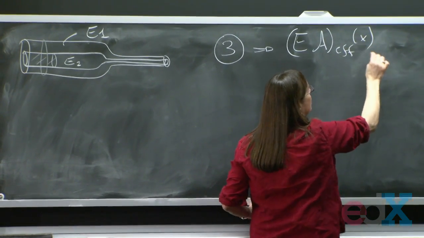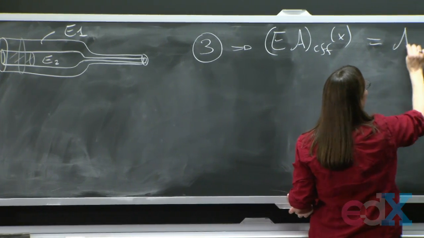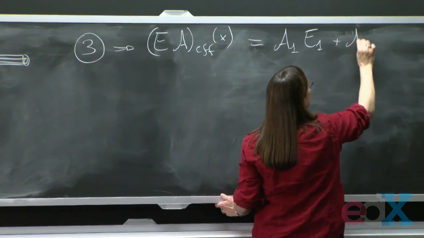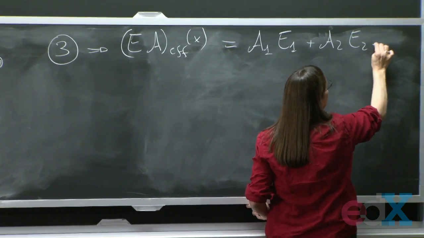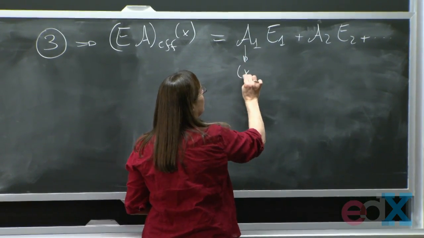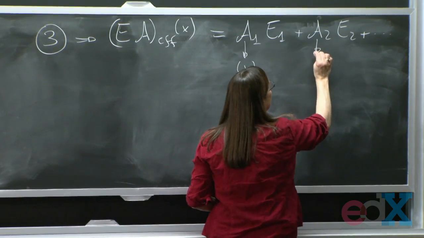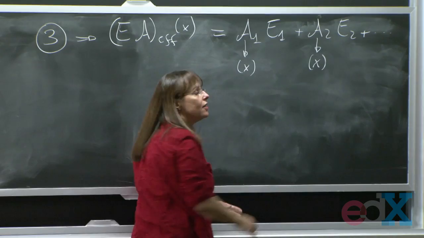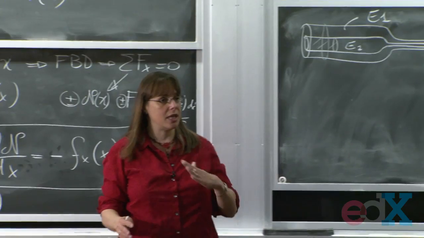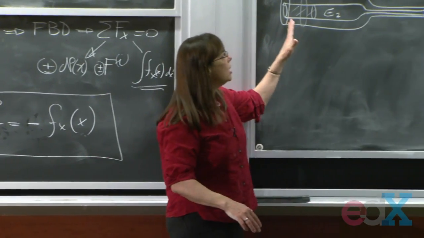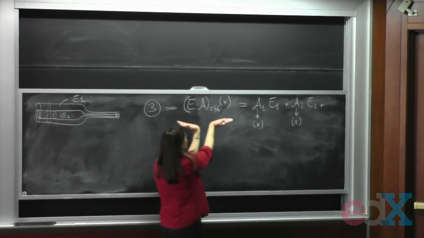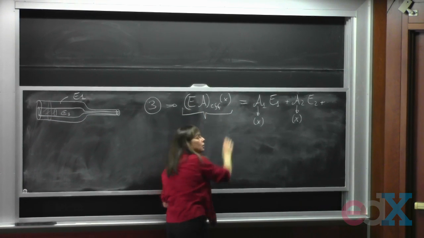effective of X. And remember that this is simply A1 E1 plus A2 E2 plus whatever, if you have more materials. And each of these can be a function of X. This can be A1 of X. This can be A2 of X. And even the moduli can be a function of X. I think I'm going to give you one problem in which we have moduli that are a function of X. But essentially, given the geometry and given the material properties, you can obtain what are, remember what this is called?